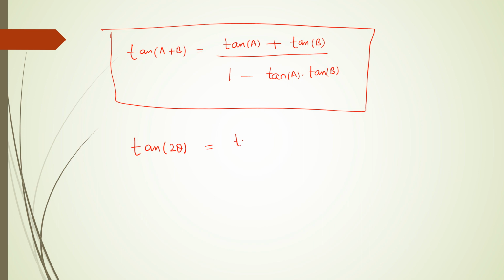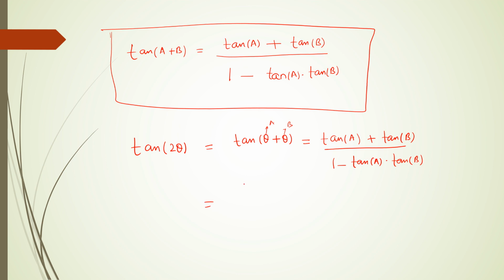Tan of theta plus theta. Okay, tan of theta plus theta would be tan of A plus B, where it is A and it is B. So tan of A plus B, we know that identity: tan A plus tan B upon 1 minus tan A into tan B.